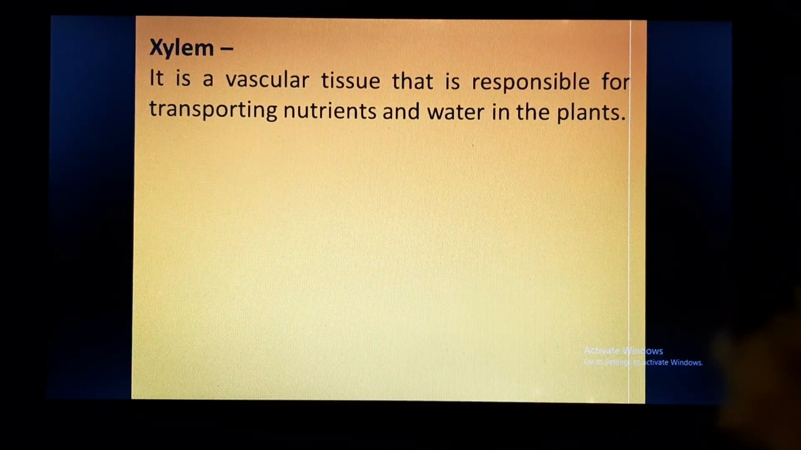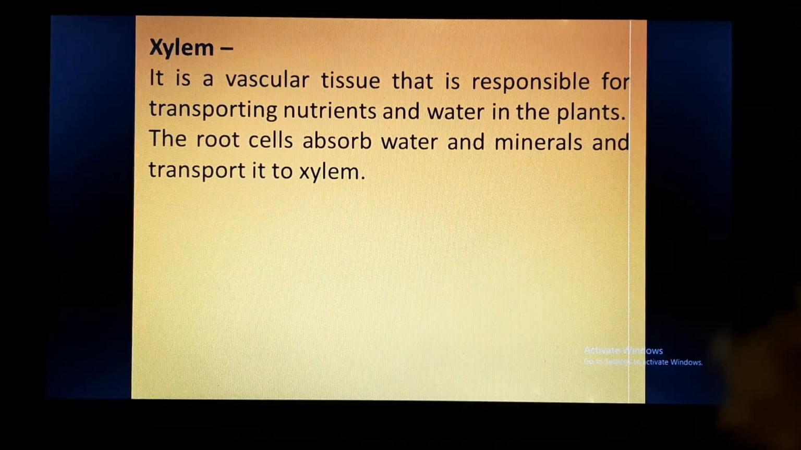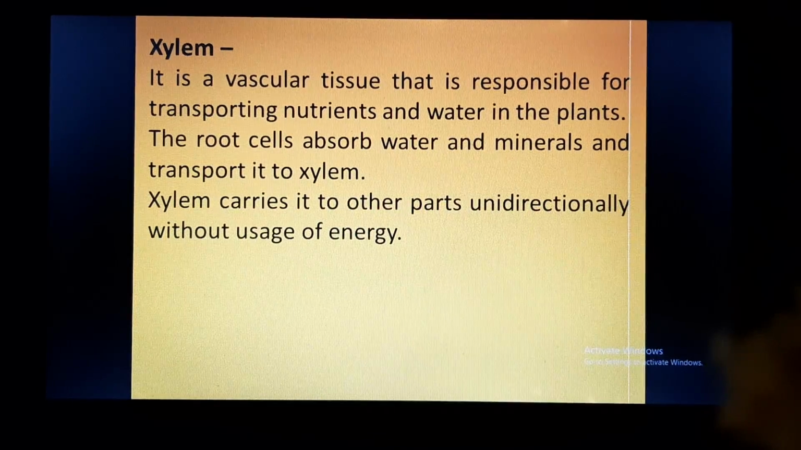So we have two types of vascular tissues, one is xylem and another is phloem. Xylem is the vascular tissue responsible for transporting nutrients and water in the plant. The root cells absorb water and minerals and transport them to the xylem. Xylem is the tissue which carries them to other parts unidirectionally without usage of energy. So in xylem there is no energy expenditure and the flow is unidirectional, that is, only in one direction.